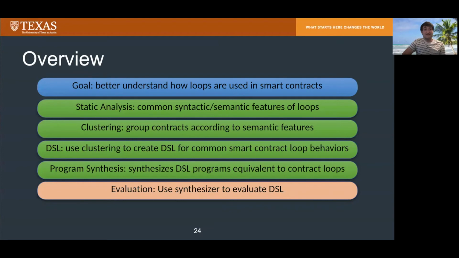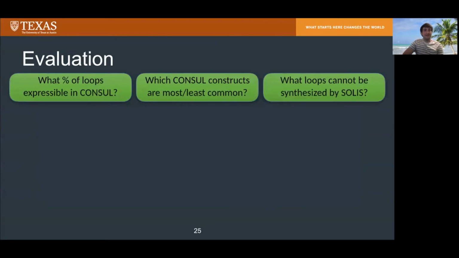So, given this synthesis pipeline, what specific questions do we want to answer about loops and smart contracts? Here are the 3 questions we wanted to answer with our evaluation. First, what percentage of real-world smart contract loops are expressible in console? Second, what is the relative frequency of console constructs? What are the most and least common constructs? Finally, what loops can be synthesized by our synthesizer?